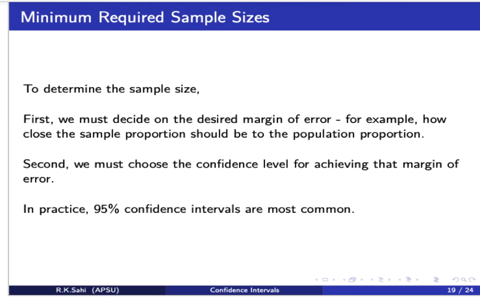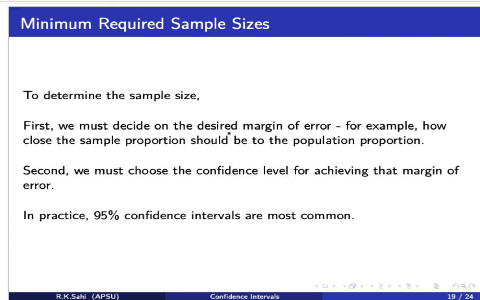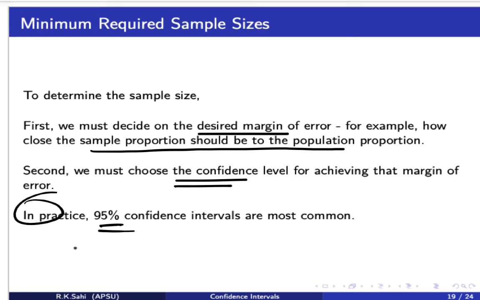what we have to figure out is, what is the desired margin of error? So in other words, how close the sample proportion should be to the population proportion, if you're doing a proportion problem. And then we have to choose what the confidence level is to achieve that margin of error. In practice, 95% confidence intervals are the most common we use.